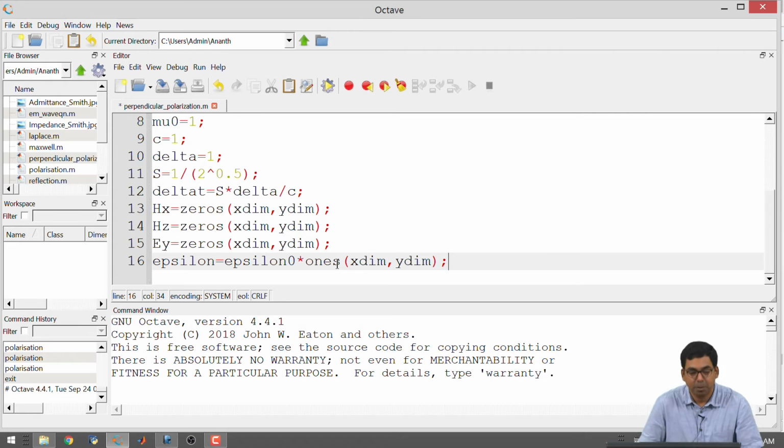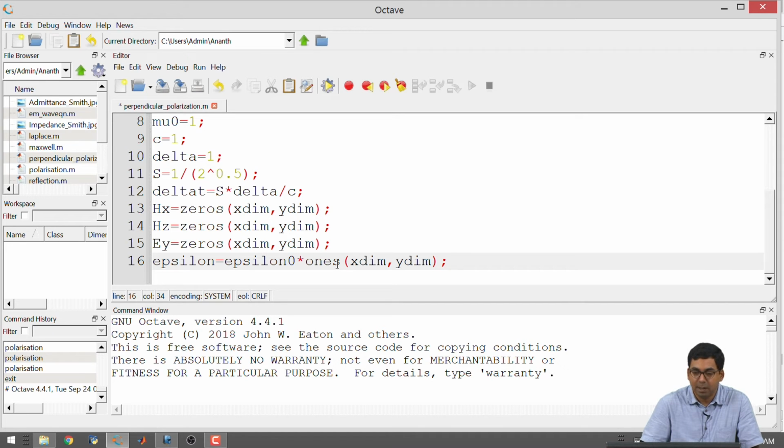right. So, what I am doing here is epsilon 0 multiplied by ones of x dim comma y dim. So, epsilon becomes a matrix with dimension x dim by y dim and it has 1s everywhere. We are starting with pure vacuum. Later on, if I want to change permittivity only on the right half or only on the top, only on the bottom, alright, if I want to create multiple interfaces, I can always manipulate this epsilon.